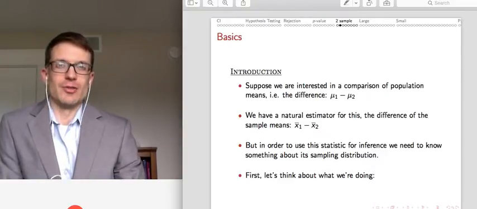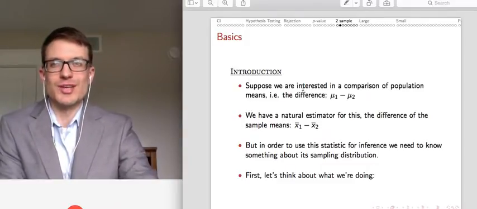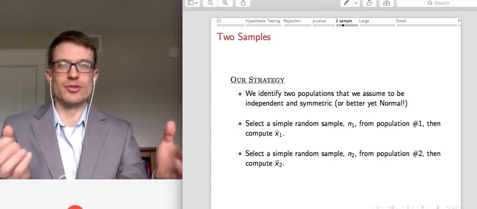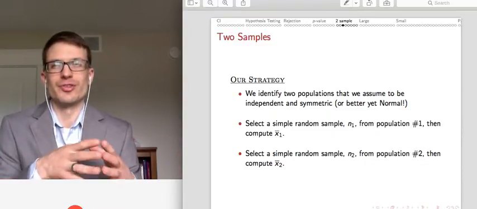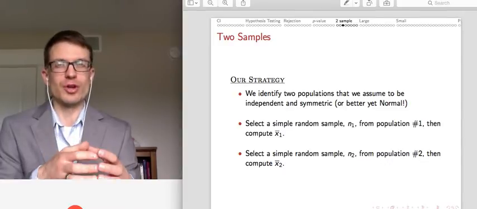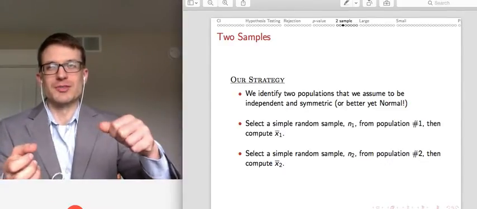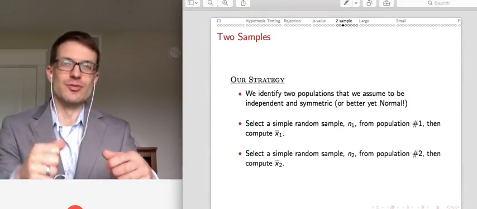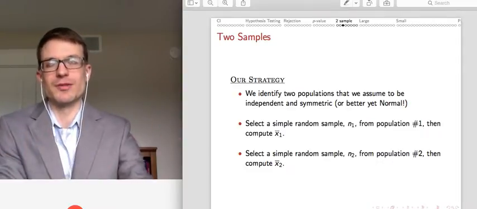So in order to see how this can be done, I'll first talk about the sampling distribution of the difference of means, so we know how we'll be able to proceed with inference. Suppose we have two populations and we're assuming they're independent and symmetric, hopefully normal, although the central limit theorem tells us that this won't be a strict requirement. We can select a sample of size n1 from one population and a sample of size n2 from the other, and using these two samples we can compute the respective sample means.